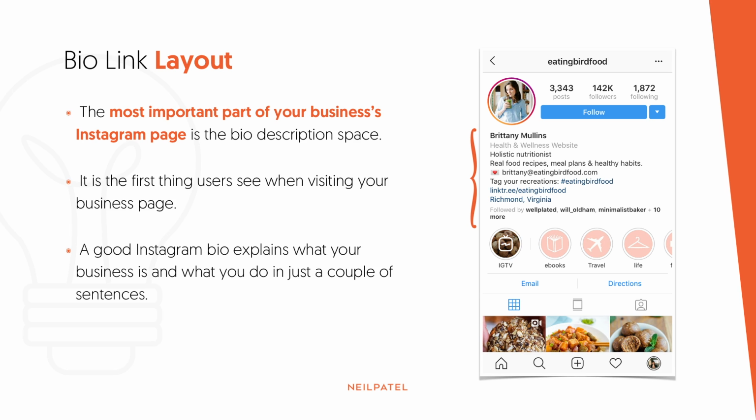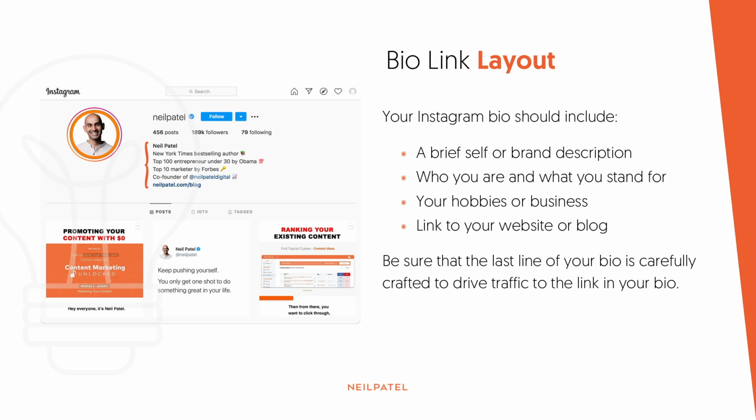So, just an overview on the bio layout. You can put your name, your company name. From there, you break down who you are, a little bit about you, and of course the link as well. The way I like putting my own bio, as you can see on the left side there, is I put a brief description of myself or my brand, what I am, who I stand for, some of my hobbies or my businesses, and then of course I link to my website or my blog. It's an easy way to get people to engage and constantly interact with you.